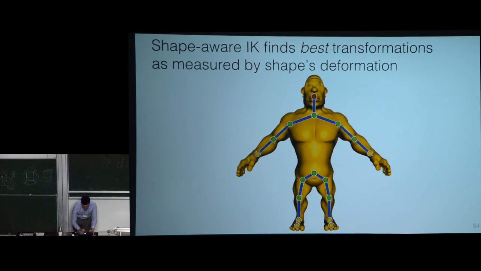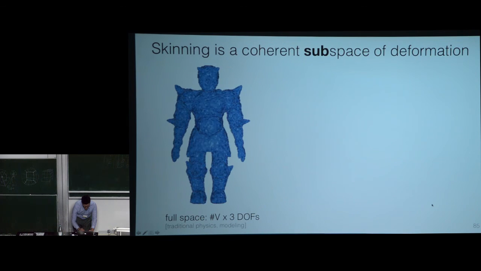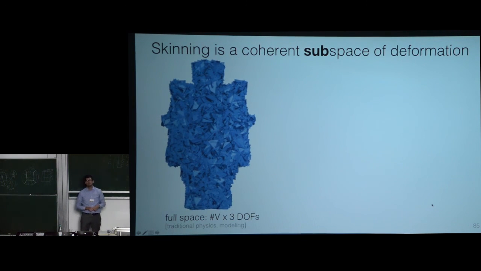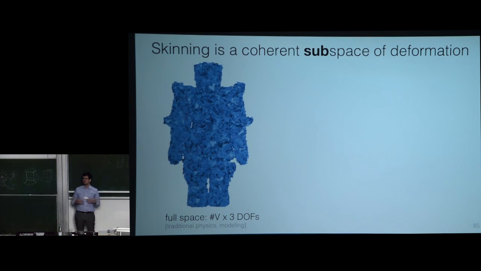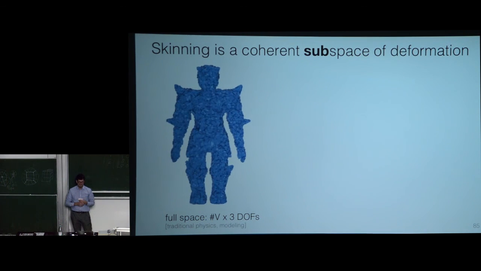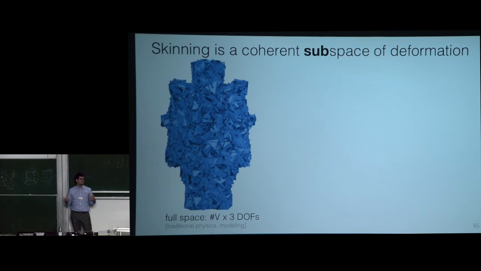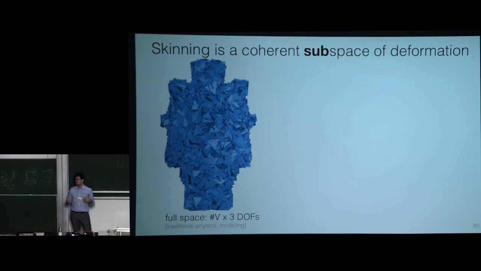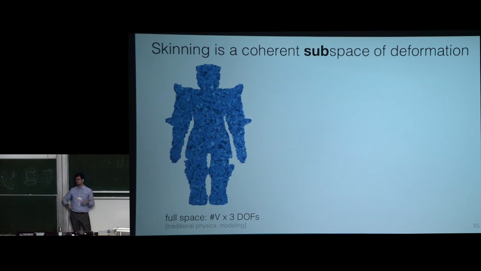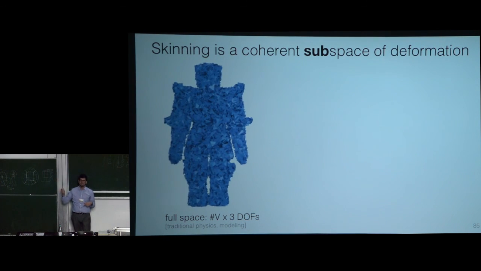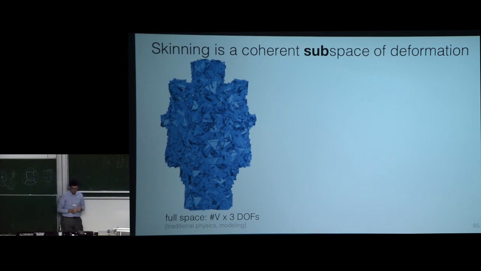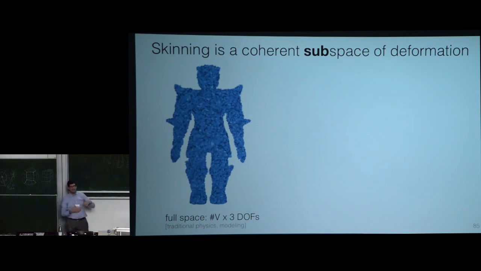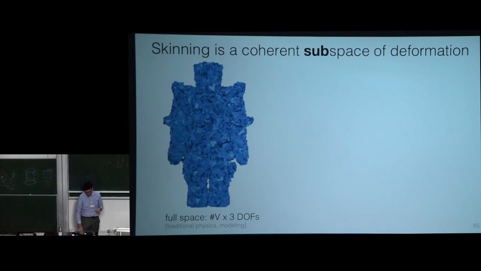And lastly, I want to leave you with what I think is really the exciting direction for how you, as researchers, might want to exploit linear blend skinning: to see linear blend skinning as a coherent subspace of deformation. If we consider a triangle mesh and the entire space of deformations, and we just pluck a random deformation from this space, we'll get something like this. This is just a random deformation of the mesh, and it's complete garbage.